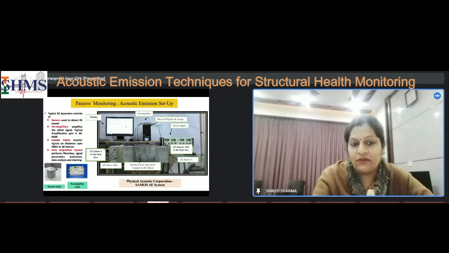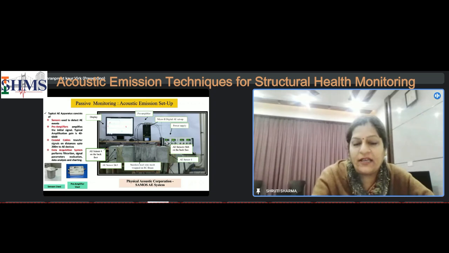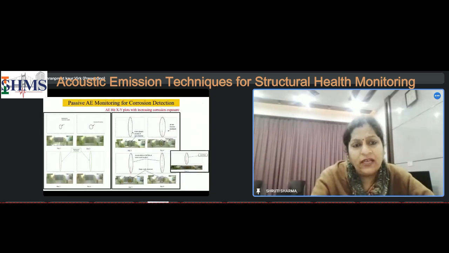So this was the setup, the same setup which I have shown. The AE sensors are piezoelectric sensors. 6 sensors are put on this 1 meter beam, 3 on the front and 3 on the back. And then there's a preamplifier which amplifies the signal. And the AE setup is a data acquisition system which filters the data, and then it's shown. Next, please. So what did we get out of this?